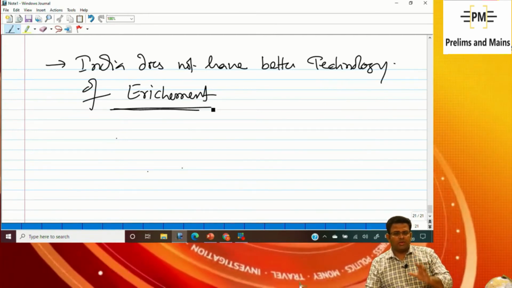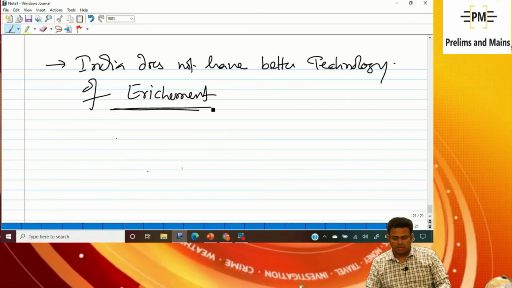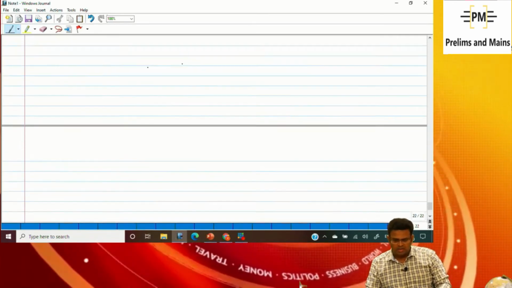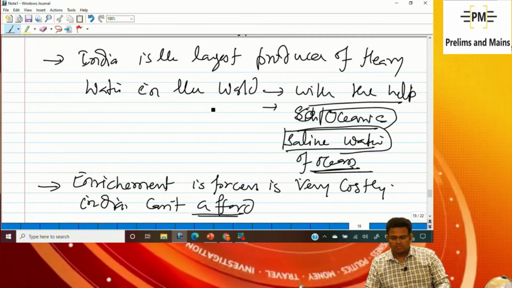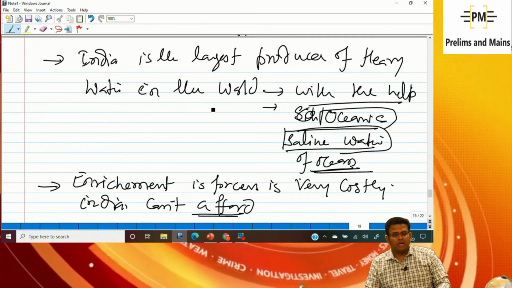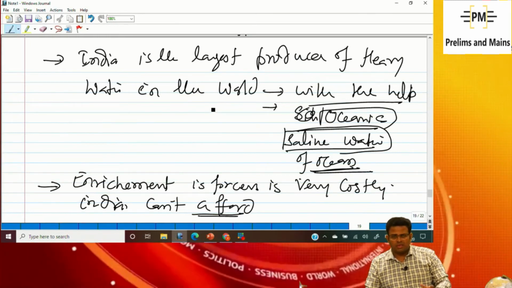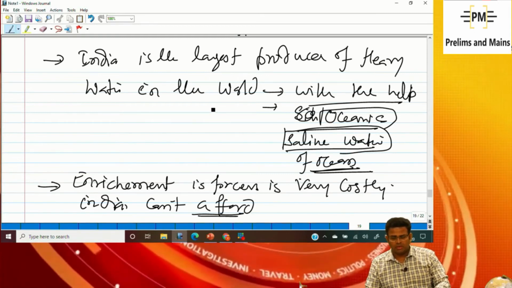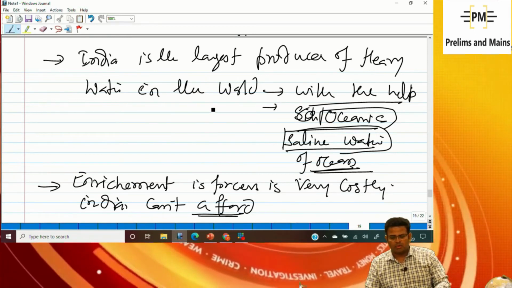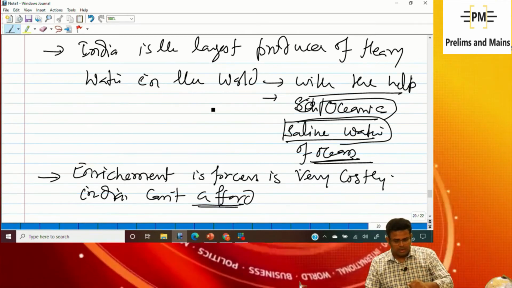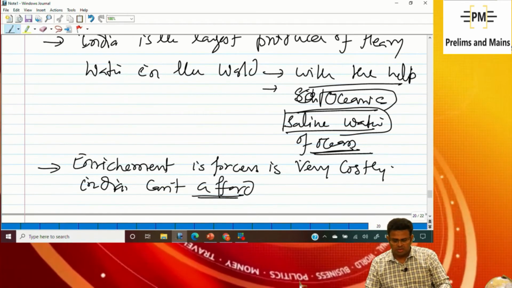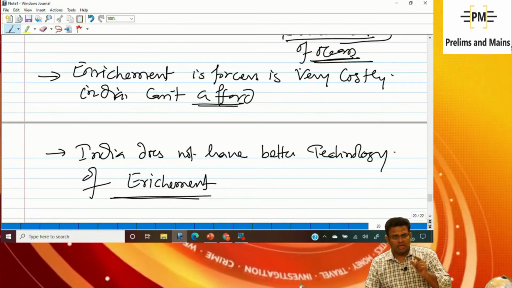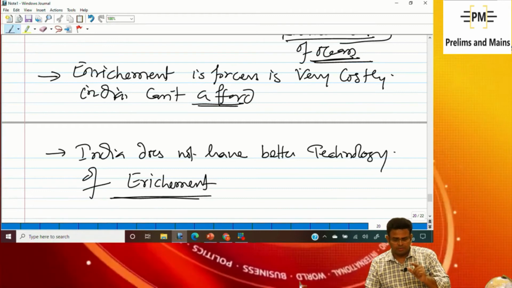India does not have better technology of enrichment. These are the points I discussed with you. I said that India is the largest producer of heavy water in the world. Why? Because they have a technology. India has made its own indigenous technology, and with the help of oceanic saline water it is producing. Clear? And the enrichment process is very costly. India cannot afford it. Another point about enrichment: India does not have better technology.